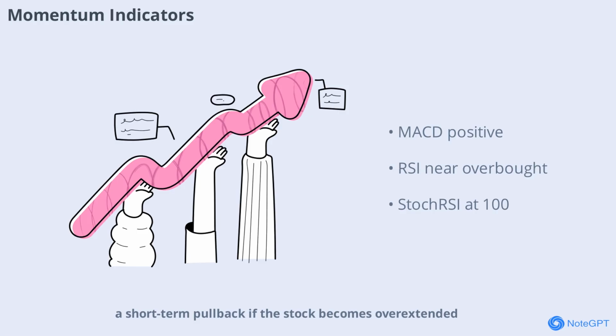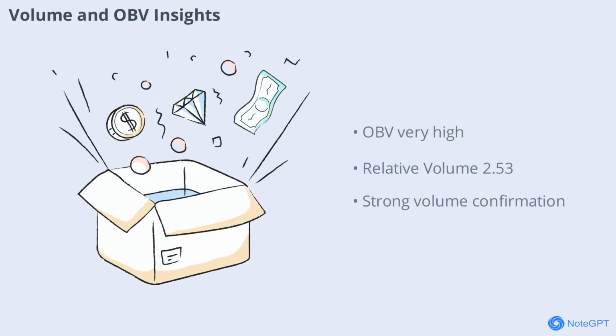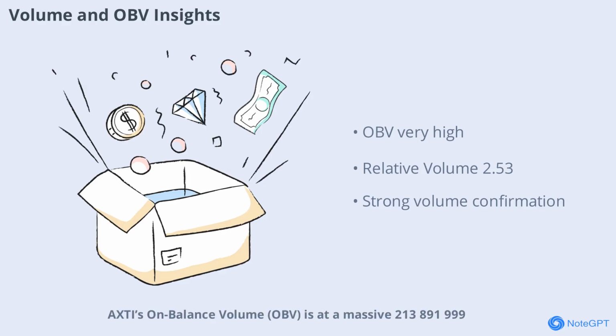stock becomes overextended. Volume analysis is crucial for confirming price moves. AXTI's on-balance volume (OBV) is at a massive 213,891,999, and the relative volume is 2.53, indicating trading activity is well above average. High volume during price advances typically confirms the strength of the move, suggesting institutional interest. However, it's important to watch for any divergence between price and volume, which could signal a weakening trend.